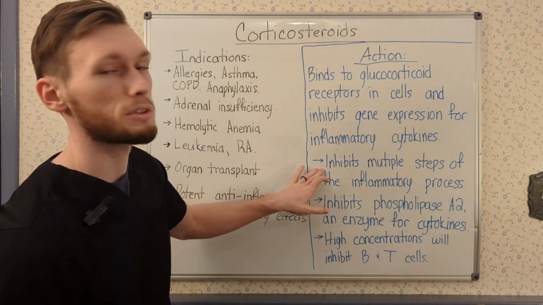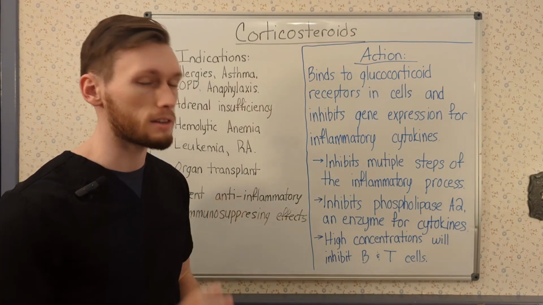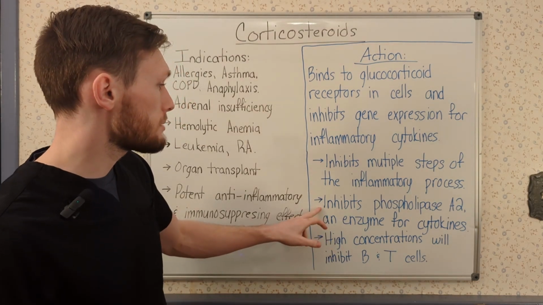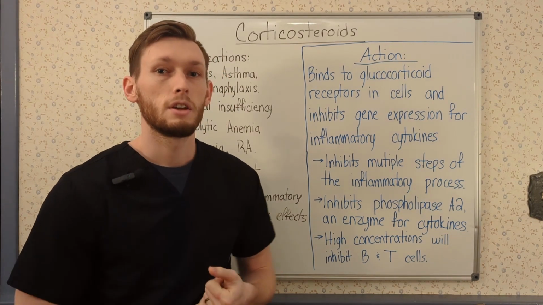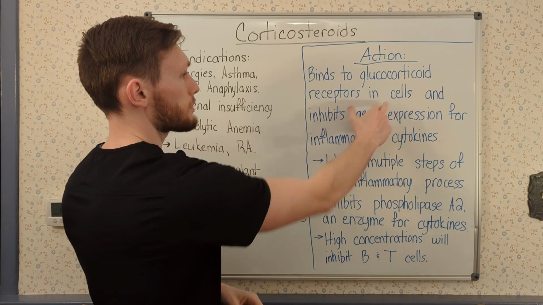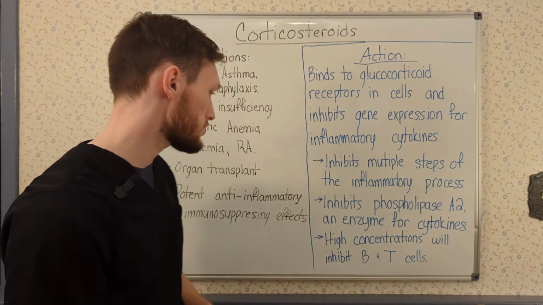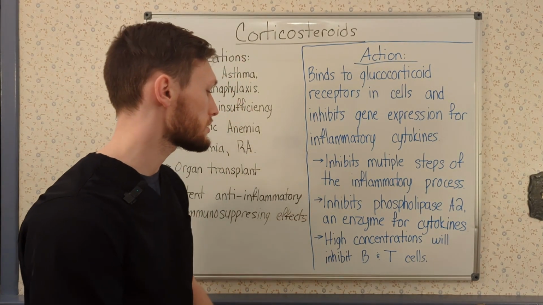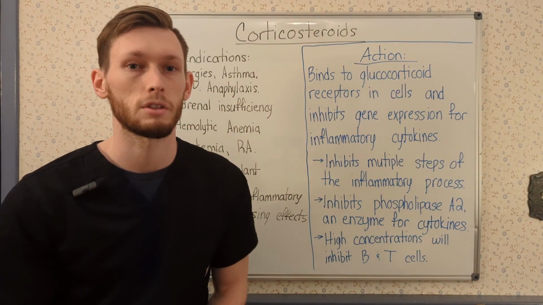So they just kind of shut the whole process down. They're going to inhibit multiple steps of the inflammatory process. They don't just do one thing; all along that inflammatory cascade, these drugs are going to jump in and block it. And then they're going to inhibit phospholipase A2, which is an enzyme for these cytokines. So they're going to stop it at the beginning of the inflammatory process inside the cells where the gene is expressed. They inhibit this enzyme that's necessary for these cytokines to work. And then if you have high enough concentrations of these corticosteroids in your system, they will inhibit B and T cells, which we know are part of the immune system as well.